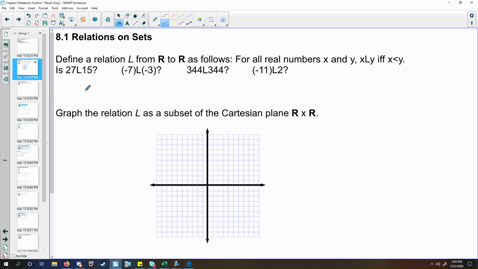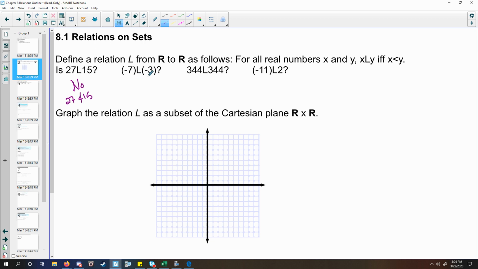Pause the video and take a few seconds yourself to determine which of these is considered a relation and which one is not. Now that you've had a chance to try those, let's take a look at each one. You would read this as 27 is related to 15 if and only if 27 is less than 15. This would not be part of the relation because 27 is not less than 15. And then you're going to repeat that process for each one of these.